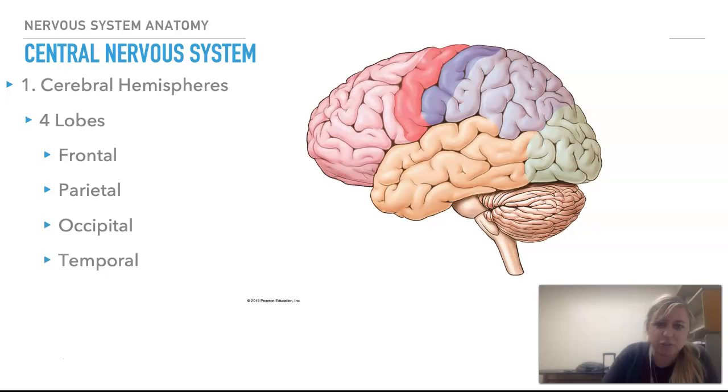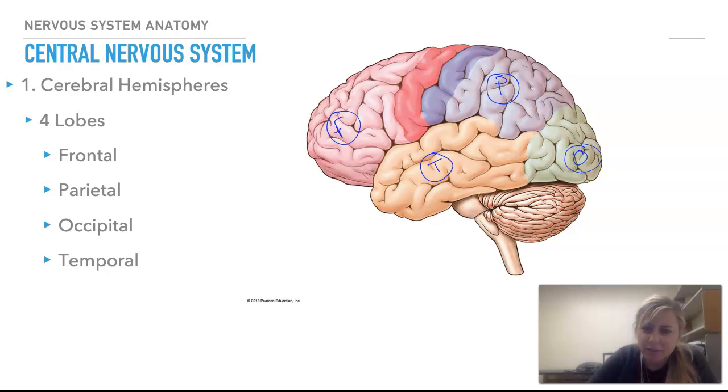So we have the frontal lobe, which is going to be in the front. We have the parietal lobe, which is going to be kind of posterior and to the sides. We have the temporal lobe, which is going to be in the temporal region of the head. And then in the back here, we have the occipital lobe. And then each of these lobes has some different areas that have some different functions.